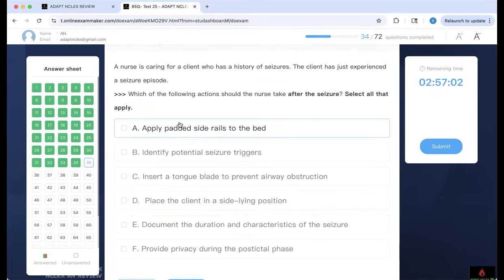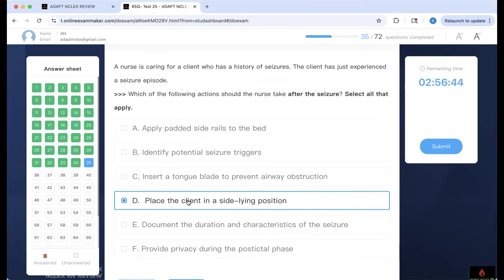I can tell you, you don't need to apply padded rails to the bed. It's before they have a seizure. Identify triggers before they have seizures. Insert a tongue blade to prevent airway obstruction, you never use it. Bad thing. Place the client in the side-lying position after seizure to prevent what? Aspiration. Document the duration and the characteristics of the seizure so that we can know what kind of seizure. Is it grand mal seizure? Is it tonic-clonic? Is it absence seizure? All of them, very important.